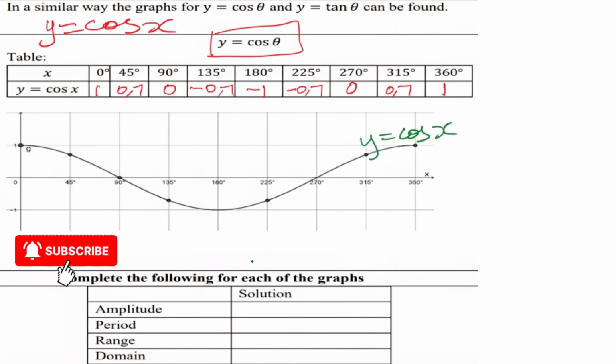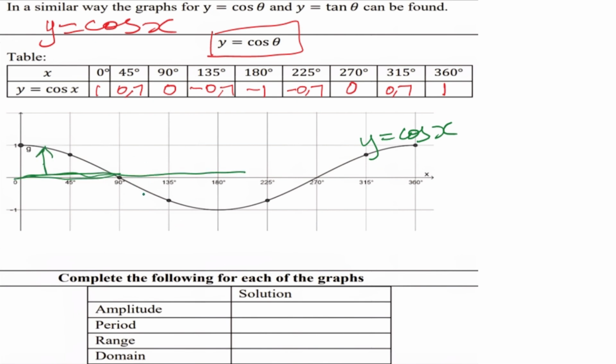Okay, so we need to answer the following questions. It says complete the following for each of the graphs. So we have the amplitude. We want to know the amplitude of the graph. By definition, the amplitude is the distance from the rest position to the maximum. So the maximum value that we have is 1. Therefore, the amplitude is 1.